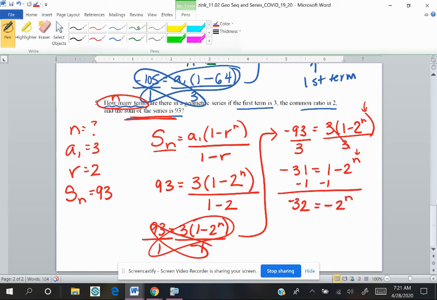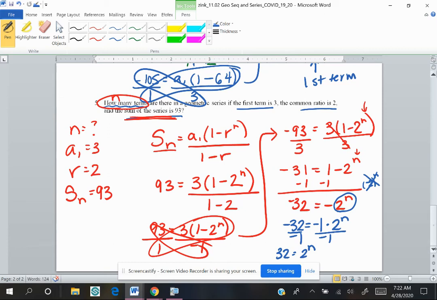So another tricky part right here, because these negatives, especially with exponents, tend to throw students off. So I'm going to rewrite this in a different way. Because this negative is not in parentheses, it doesn't look like that. That's not what we have. The negative is outside the parentheses, so the negative is not being raised to the nth power, just the 2 is. So really this is like -1 times 2 to the n. Now I can divide both sides by -1, leaving me with 32 equals 2 to the n.